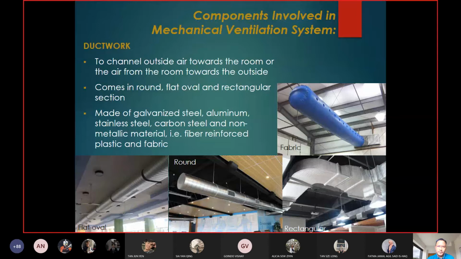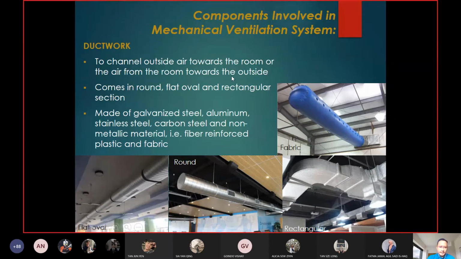But with ductwork, you can channel the fresh air depending on the system. If you are using a supply system, you can bring the fresh air and channel it directly to a specific place. And if you use an exhaust system, it's also the same. You can take the air from specific spaces like the toilet or kitchen and directly bring it up to the atmosphere. So that's the advantage of using ductwork.